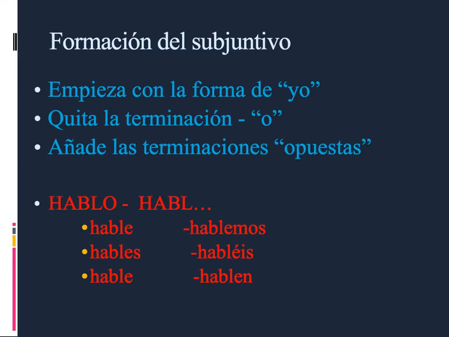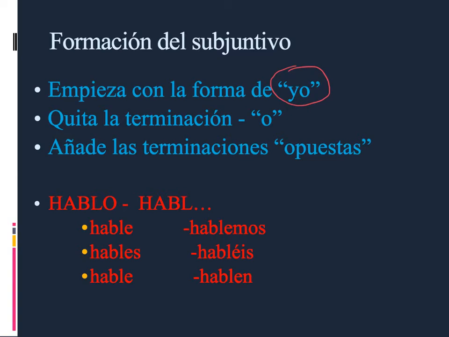So let's talk about what we remember from last year, and as we are reviewing Formación del Subjuntivo, use the note-taking sheet to write down whatever you would need to help you remember. When we talk about Formación del Subjuntivo, formation of the subjunctive mood, we had 3 steps that we worked with back in Spanish 3. That will not change. Empieza con la forma de yo, so always begin with the yo form of any given verb, no matter if it's a regular or an irregular verb, that's your starting point.